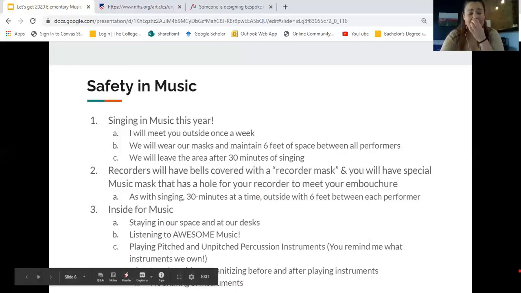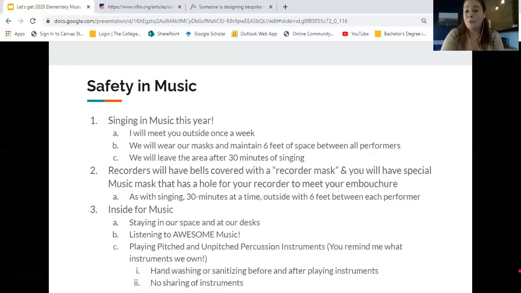Inside music, we're going to play pitched and unpitched percussion this year. You can remind me about what instruments we own. That's a really great way to grab some feedback. If your students are at home and you're online for the beginning of the school year, what instruments do they have in their house? Did you send some kits home? I know kits are something a lot of us are thinking about this school year.